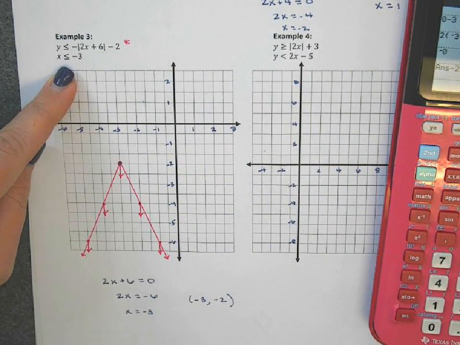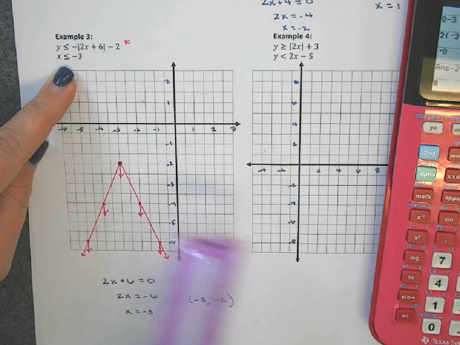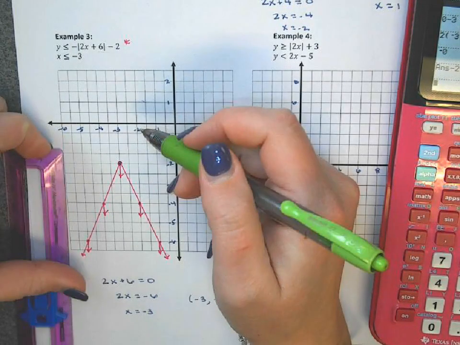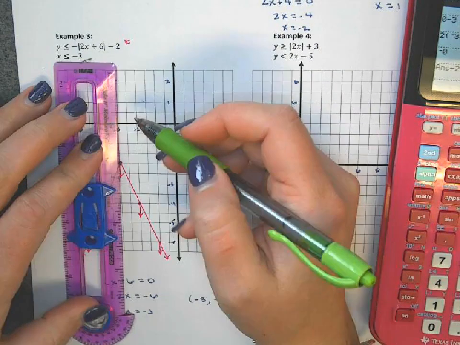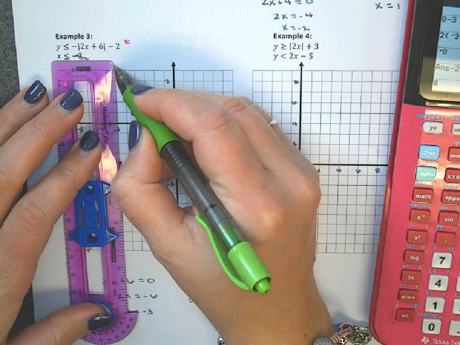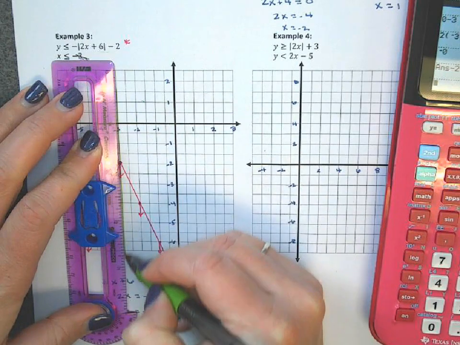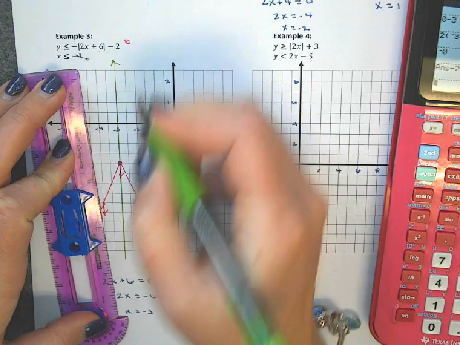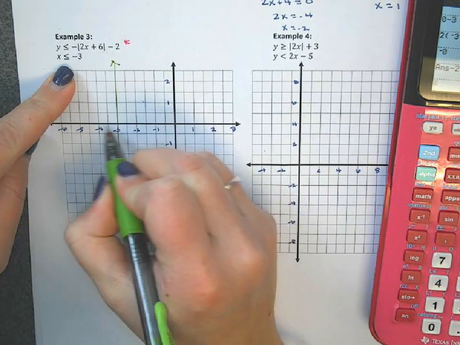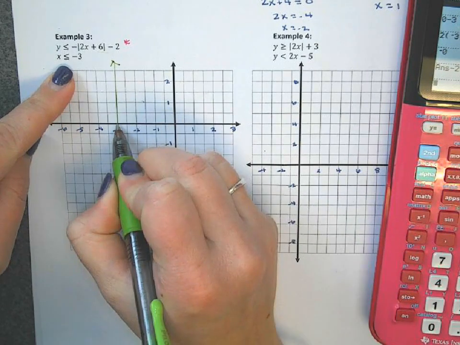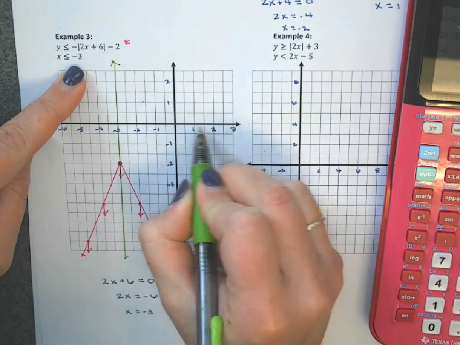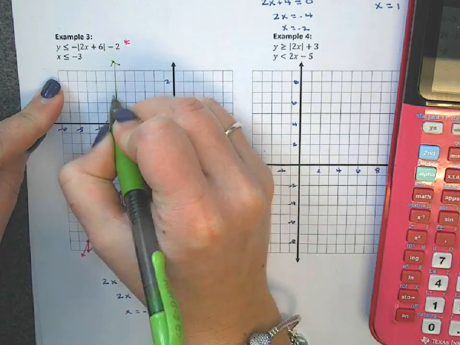X is less than or equal to negative 3. So x equals is a vertical line. Double check, is it solid or dashed? Solid. And then remember, this is the only one that when you look at it, it's either left or right because we're looking at the x-axis. So are the values negative 4, negative 5, negative 6 less than negative 3, or are these ones over here? It's going to be to the left.